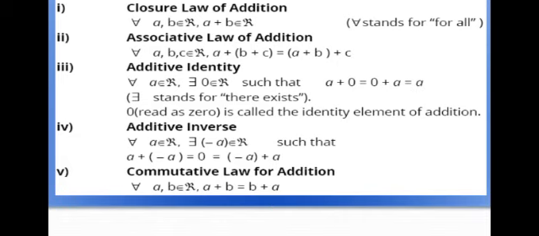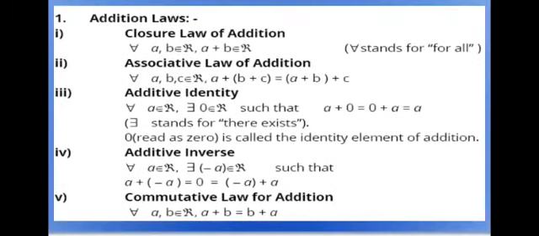Commutative law for addition: a and b belong to the real numbers, a plus b or b plus a, both are the same. This is the commutative law, and these are the 5 addition laws of real numbers.